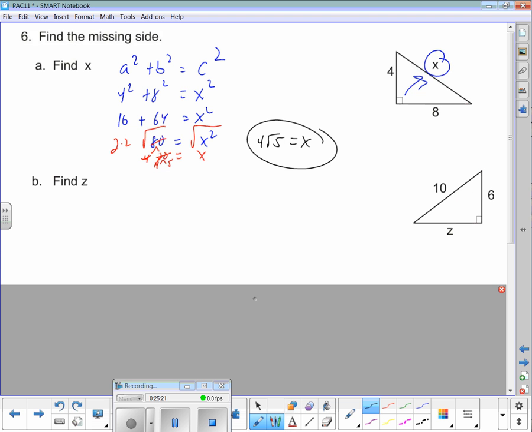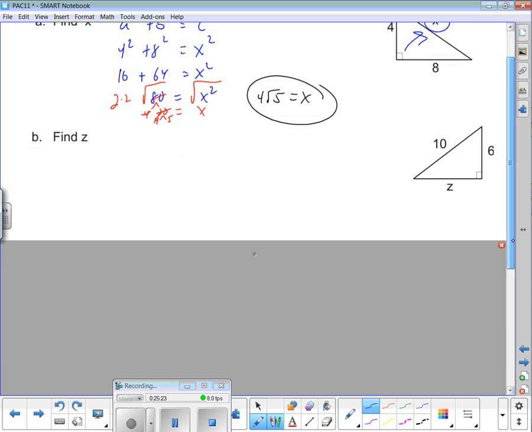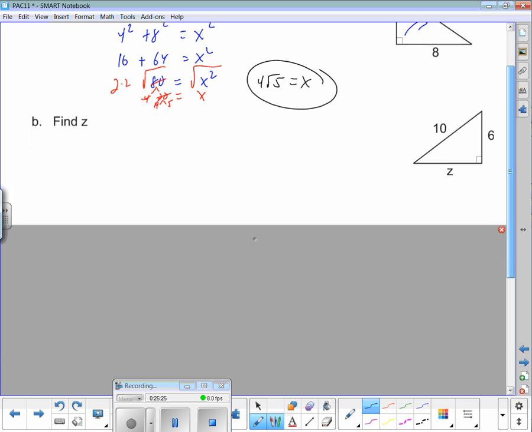All right, I really don't have time to deal with B. The only difference there is in B, you're not solving for the hypotenuse, are you? Again, you're going to do it the same way: a squared plus b squared equals c squared. The difference is 10 is the c there, and you can call the other leg a or b, it doesn't matter.